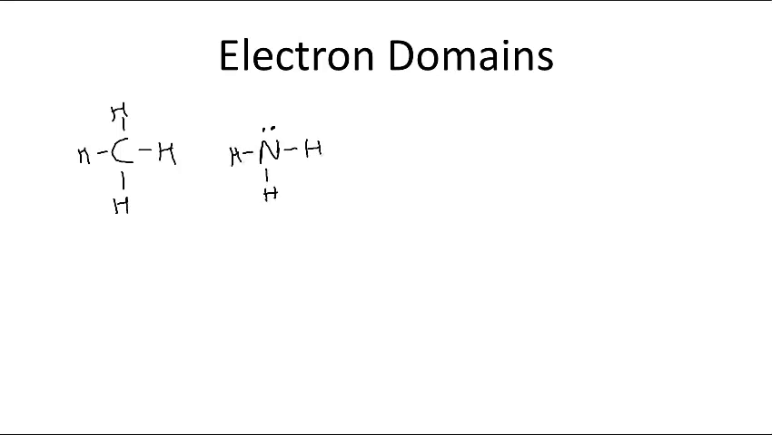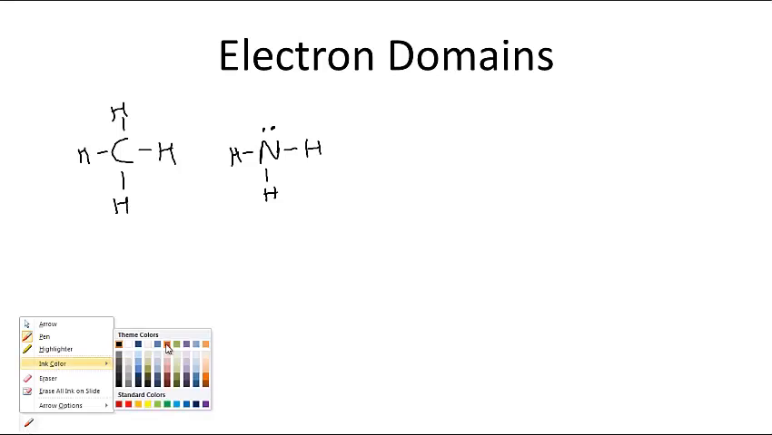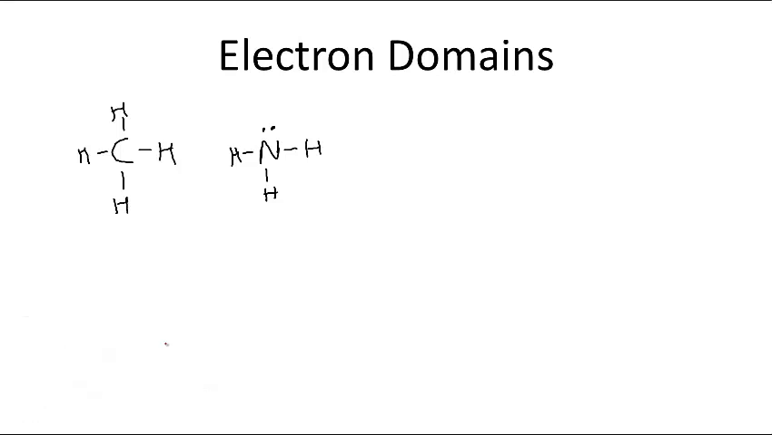You look and you say with methane, okay, how many sides of methane are covered by valence electrons? Well, you have 1, 2, 3, 4 domains. So you have 4 bonded pairs, no lone pairs. In ammonia, you have 1, 2, 3. That lone pair counts as another domain. So it's also 4 domains.